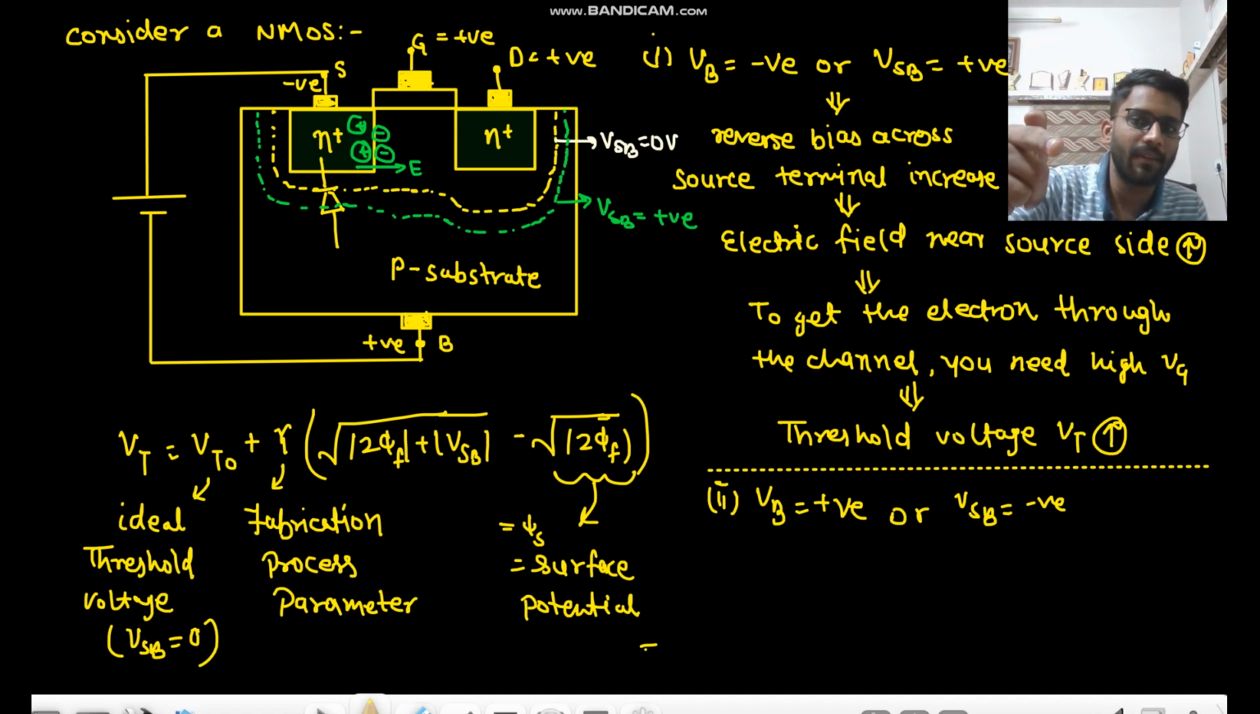Look, the source is negative and the body is positive. So here the forward bias increases, right? It doesn't increase much at the drain because the drain is already positive, but you are applying positive voltage at the body, so the forward bias will increase. If the P substrate is getting positive voltage, that means the forward bias is getting increased, and that means the depletion width is getting low.